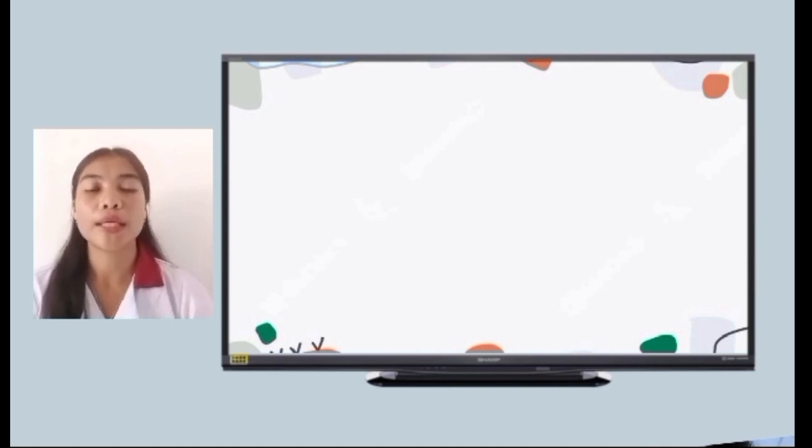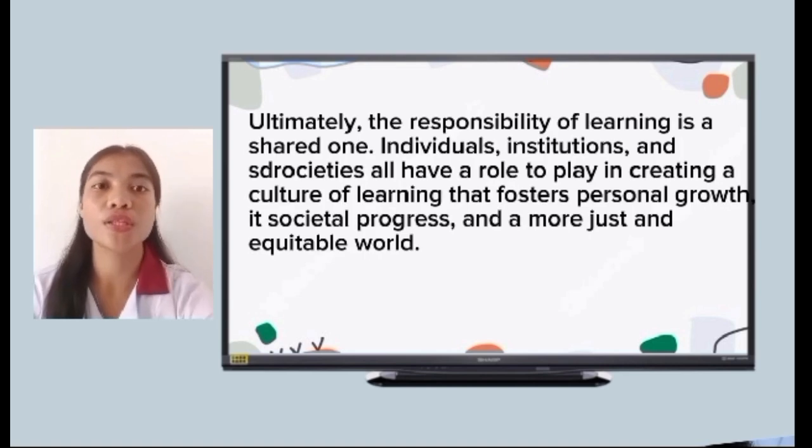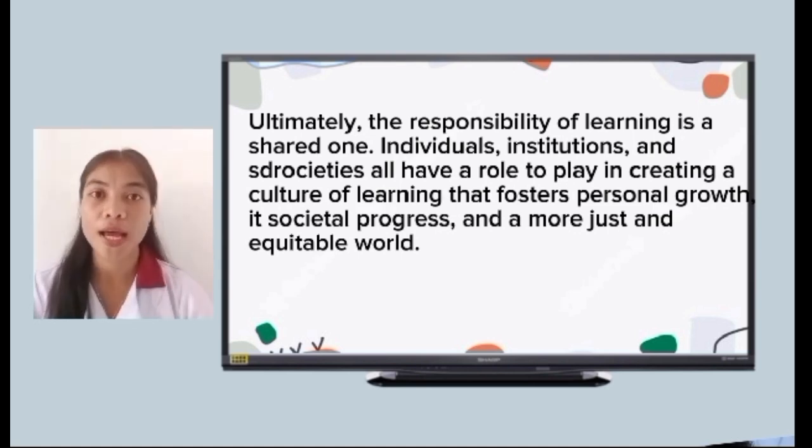Ultimately, the responsibility of learning is a shared one. Individuals, institutions, and societies all have a role to play in creating a culture of learning that fosters personal growth, societal progress, and a more just and equitable world.